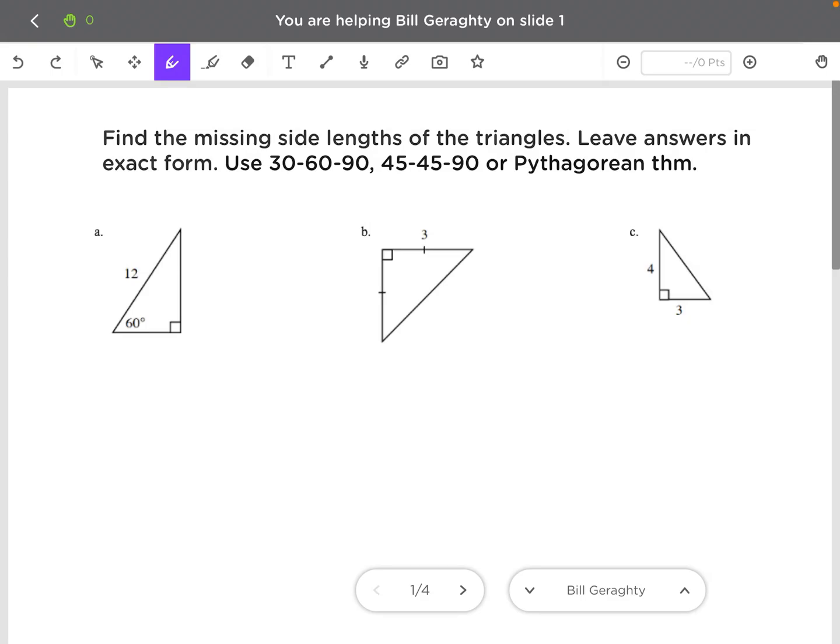So we are going to start, and let's first start by reading the directions. Find the missing side length of the triangles. Leave answers in exact forms, and we're going to be using 30, 60, 90, 45, 45, 90, or Pythagorean theorem.